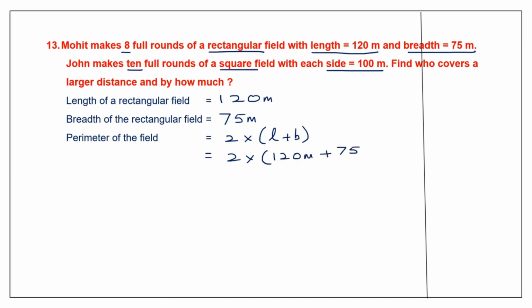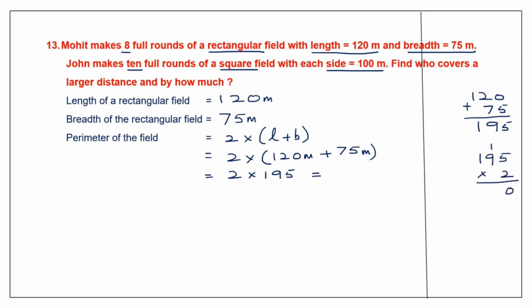breadth 75 meters). So this will be 2 into, let's add up 120 and 75. 5, 2 plus 7 is 9 and 1. So that is 195. So 2 into 195, let's multiply. 195 into 2. 2 5s are 10, carry 1. 2 9s are 18 plus 1, 19, carry 1. 2 1s are 2 plus 1, 3. So 390 meters is the perimeter.